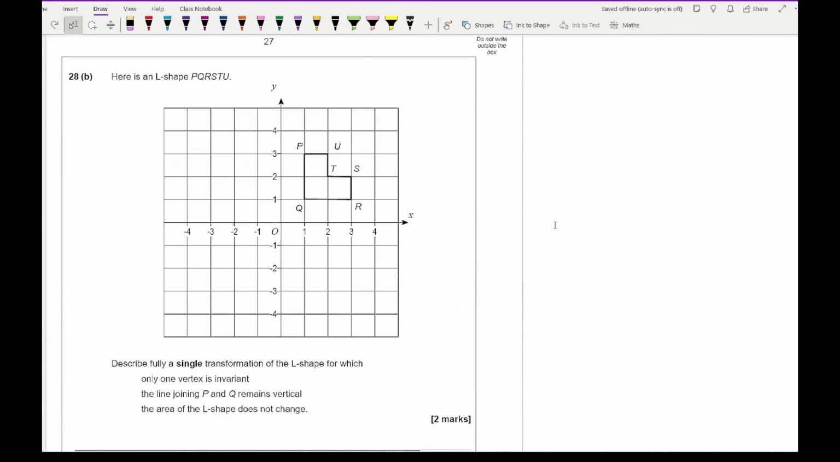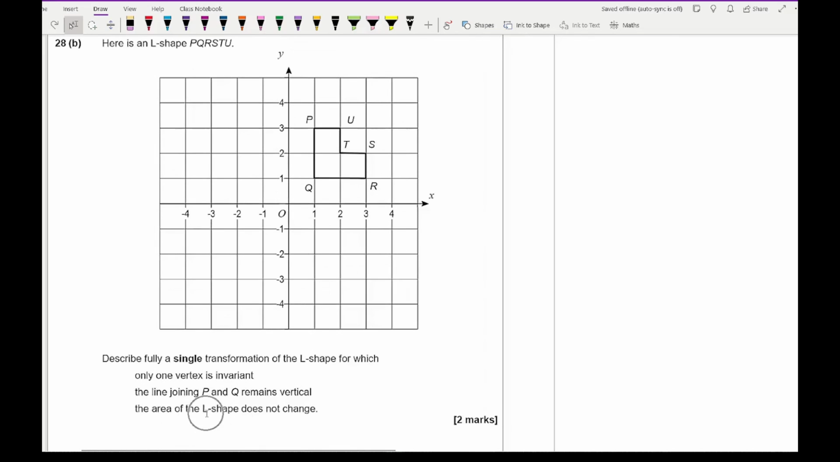Then moving on to question 28b, it says, here is a shape, an L shape PQRSTU. Describe fully a single transformation of the L shape for which only one vertex is invariant. The line joining P and Q remains vertical and the area of the L shape does not change. Now for this, there are quite a lot of different answers, and I can't go through all of them, otherwise it'll take the video up to about 3 hours.